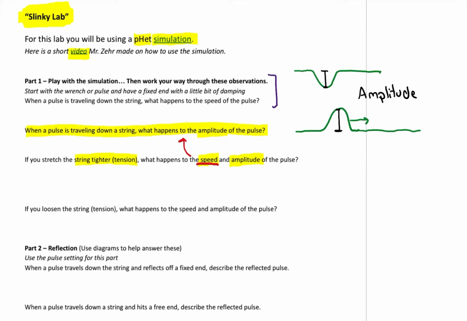Then we're going to make the opposite change. We're going to loosen the Slinky, loosen the tension, decrease the tension, and make the same two observations. What happened to that amplitude? What happened to the speed? And again, no meter sticks involved, just compare to the original wave. For this one, when you loosen it, how do speed and amplitude compare to the original pulse? That's part one. Just change the tension a couple times, keep track of speed and amplitude.